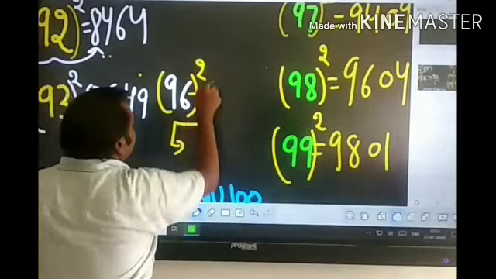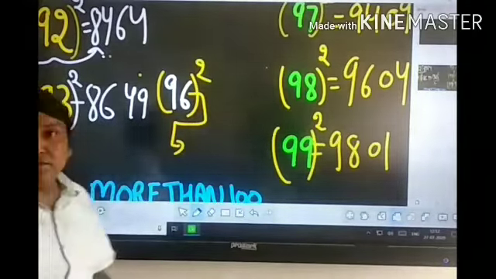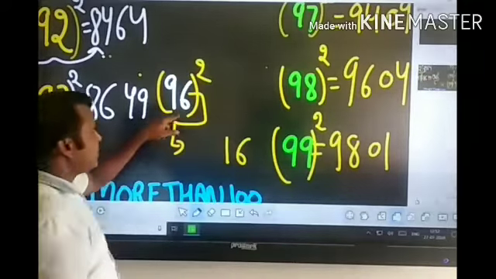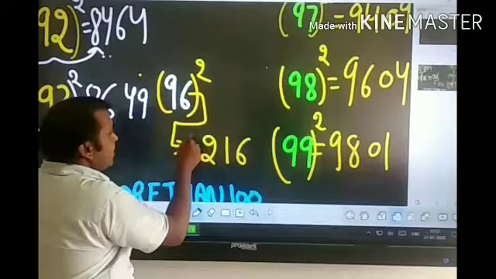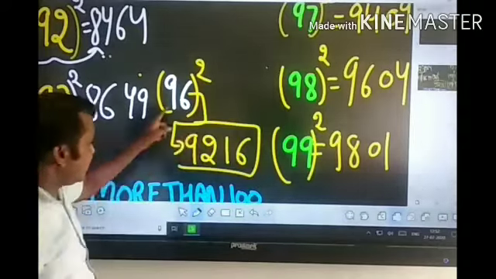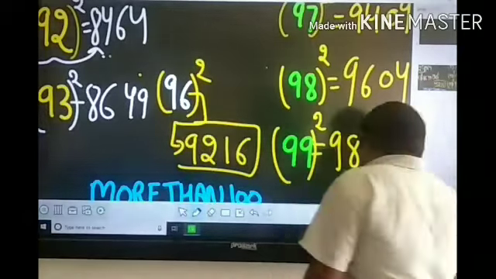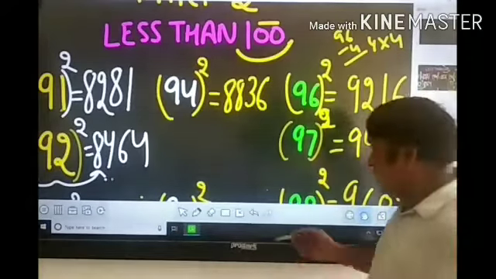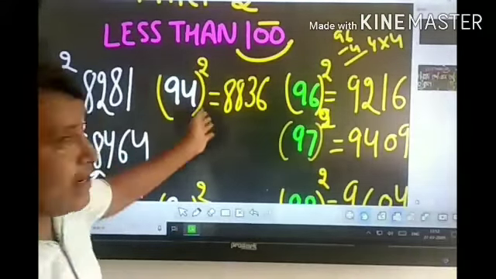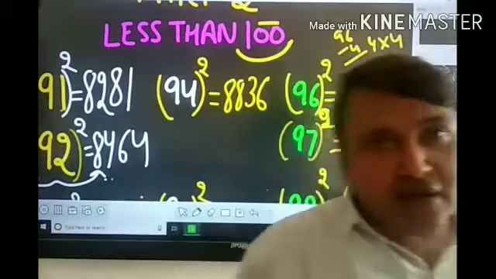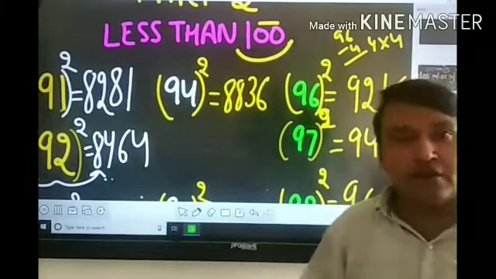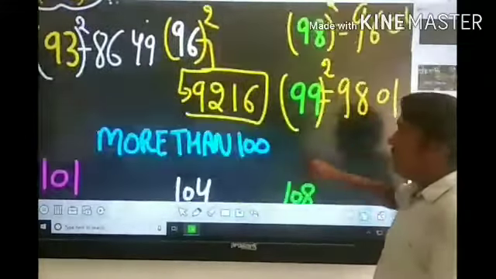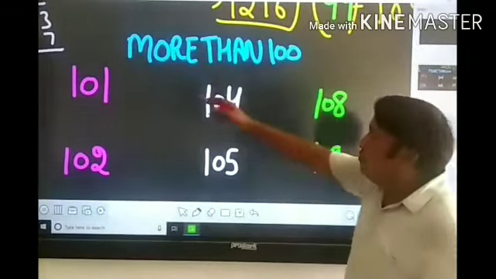Now 96 square. 96 is how much less than 100? 4. Okay. Then 4 square is 16. And I will subtract 4 from 96. That is 92. So in this way, I have explained the method for all the terms which were less than 100, starting with the digit 9 in the tens place.